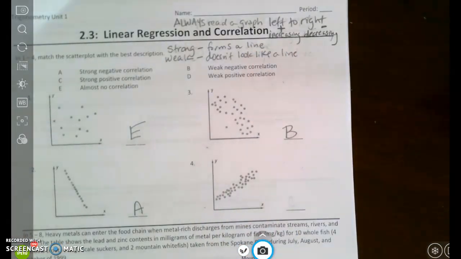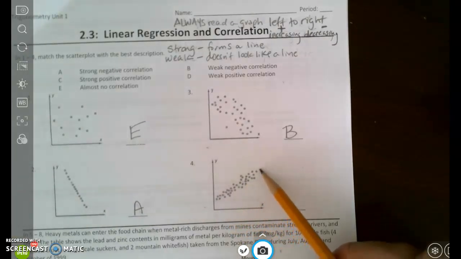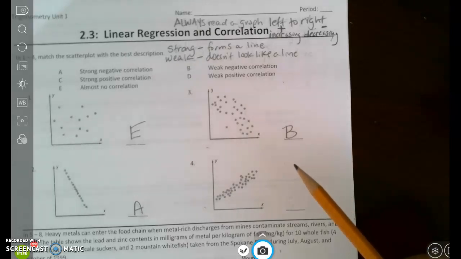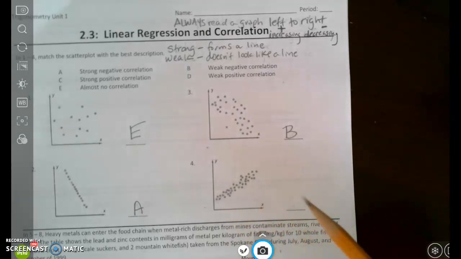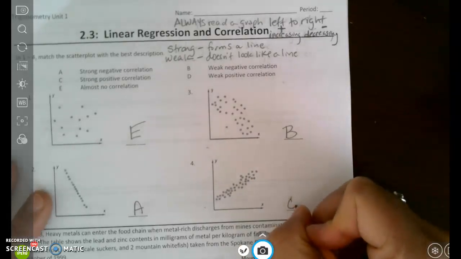And number 4. Number 4 definitely looks like it's headed in the upward direction, increasing, so that's positive. And, you know, I could draw a line. If I was to try to draw a line, I'd probably go right through here. So it's kind of strong. I honestly wouldn't say that it's strong or weak. I'd say it's kind of in the middle. But since I could draw a line, I guess since I have to pick between strong and weak, I'll pick strong. And it's positive, so I'm going to go with letter C.